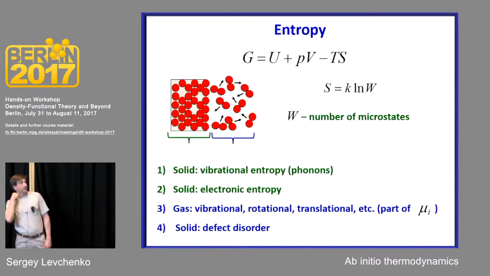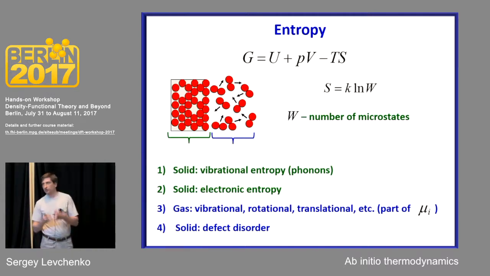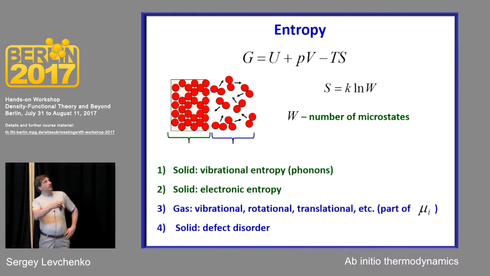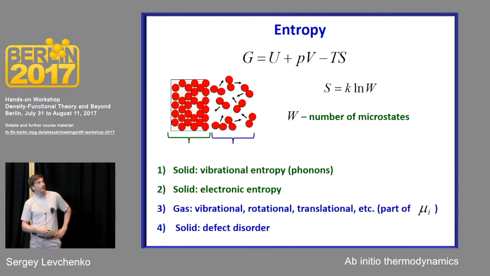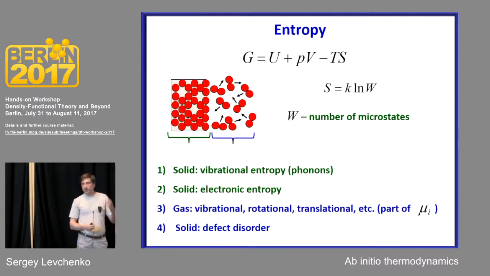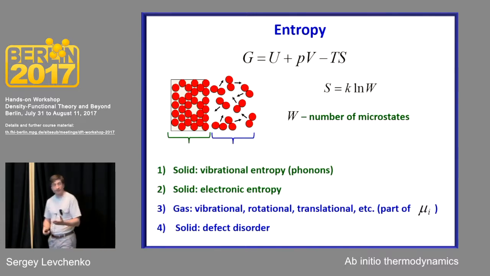So we can use thermodynamics to calculate the concentration of defects. How can we do this? We can calculate the free energy of the system, and then we find out which concentration of defects minimizes this free energy. So again, we have to calculate the entropy of the system, and there are different contributions, right? There is a vibrational entropy due to phonons. There can be electronic entropy if there is a degeneracy at the Fermi level.